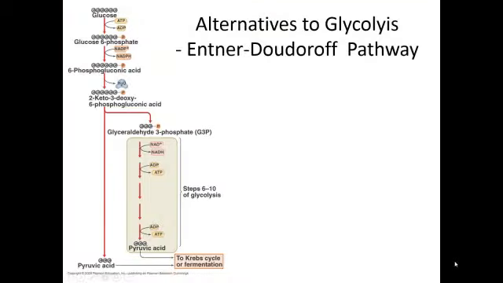The textbook starts out with the pentose phosphate pathway, but I find it better to start out with the Entner-Doudoroff pathway because it's closest to glycolysis. So we take a look up here and we start with glucose. Just like we do in glycolysis, we take an ATP and through substrate level phosphorylation end up with glucose 6-phosphate.